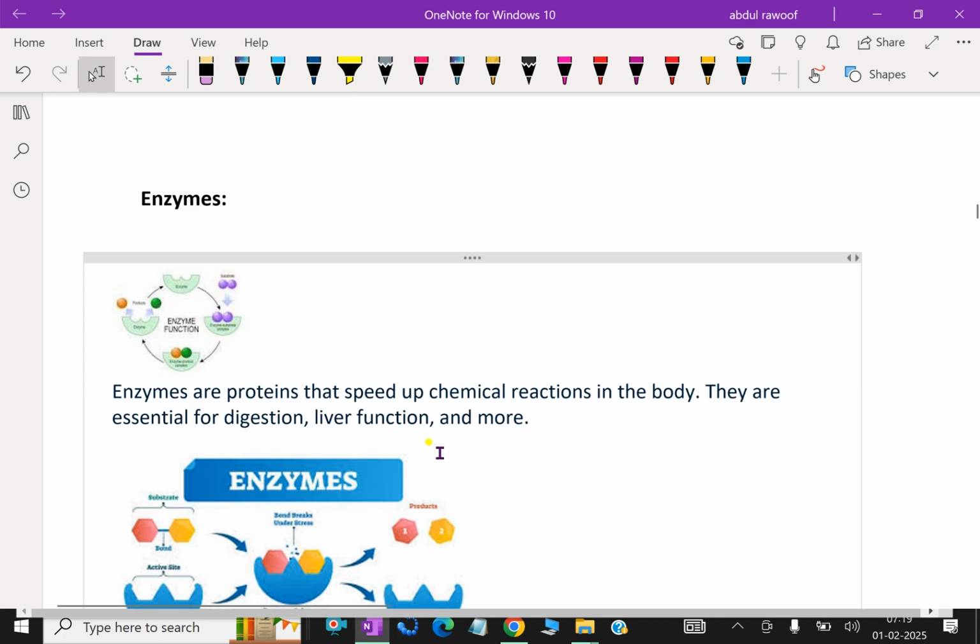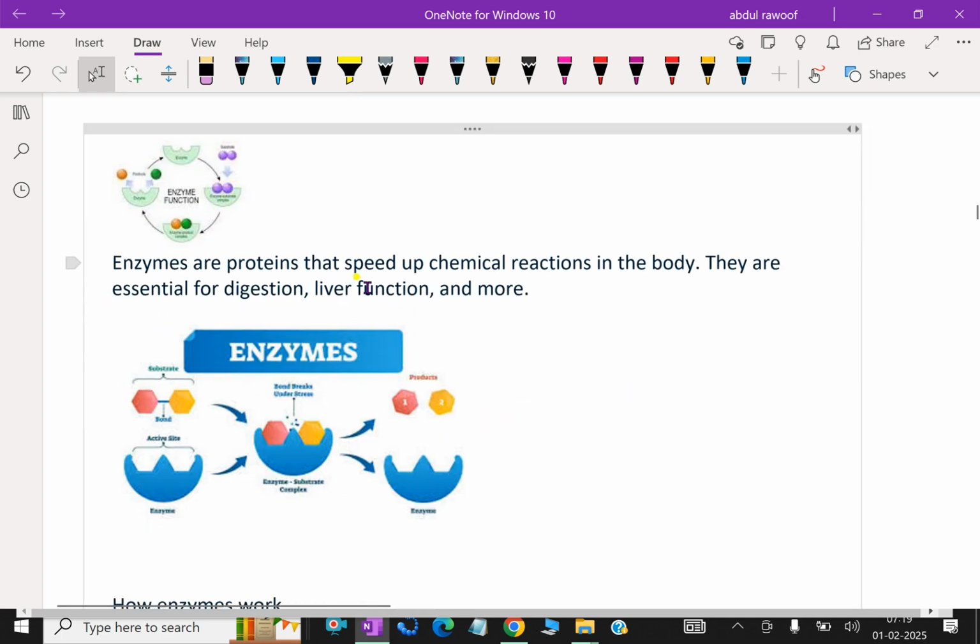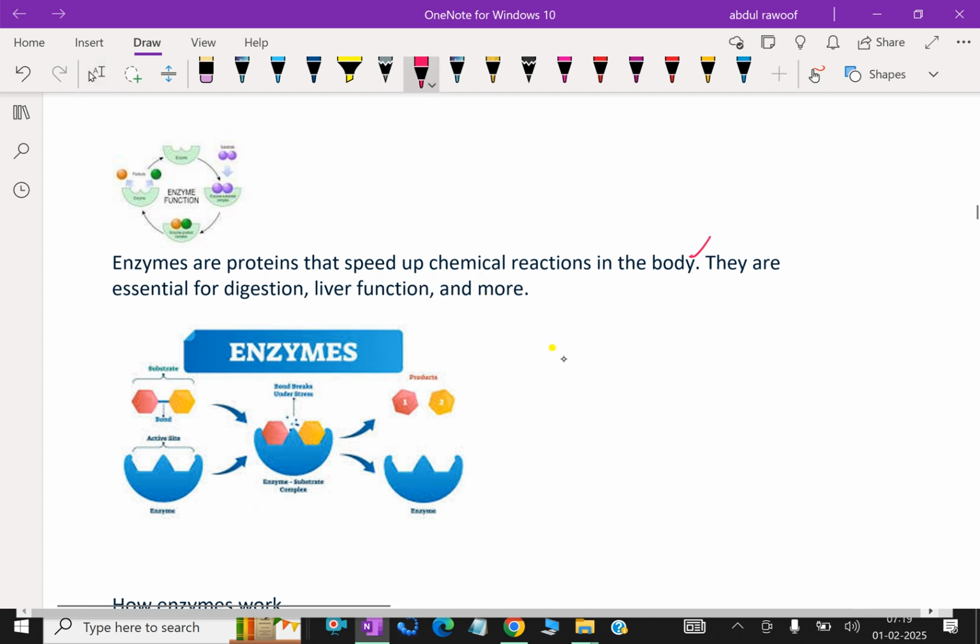Next, we'll talk about enzymes. What are enzymes? Enzymes are proteins that speed up chemical reactions in the body. They are essential for digestion, liver function, and more.